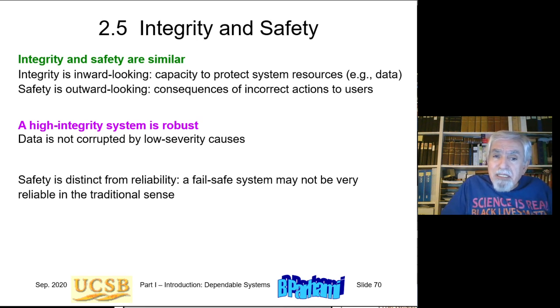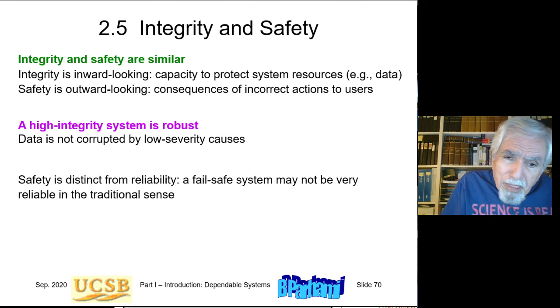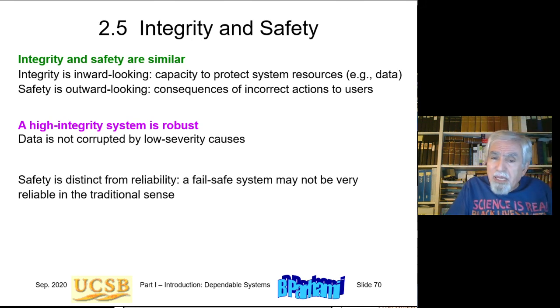Okay, safety is distinct from reliability because we can design a system to be fail-safe even though it's not very reliable. Fail-safe means simply it fails in a manner that is safe. So for example, it totally shuts down and it doesn't do anything and it suspects that something is wrong in order to avoid doing wrong things and causing further damage. So we'll talk about fail-safe systems towards the end of the course. It's one of the last topics that we cover.